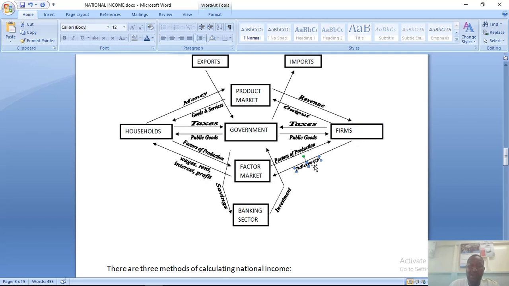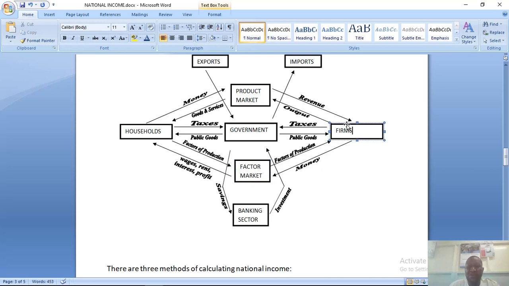Firms pay money in exchange for the factors of production, and so money comes to households in the form of income. So the income that comes to households includes wages received as a result of supplying labor, rent received as a result of supplying land, interest received as a result of supplying capital, and profit received as a result of supplying the entrepreneurial skills. So money flows from firms to households via a market called the factor market, and this money is paid in exchange for the factors of production that households supply.